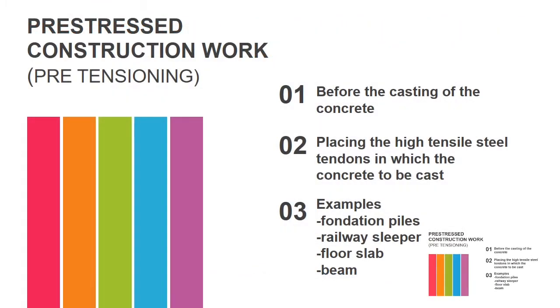Prestressed construction work in pre-tensioning. Number one is before the casting of the concrete, and number two is placing the high tensile steel tendon in which the concrete is to be cast. The examples are foundation piles, railway sleepers, floor slabs, and beams.